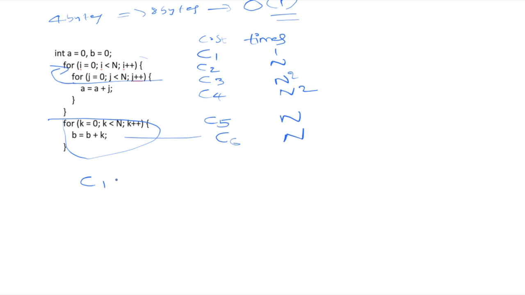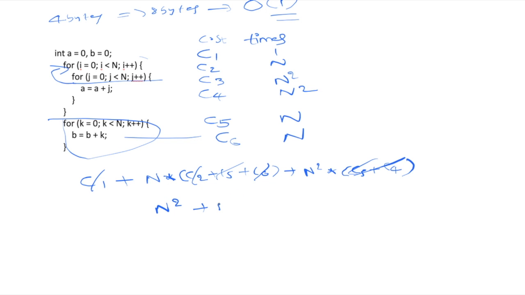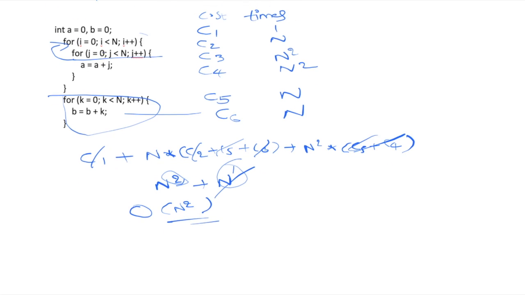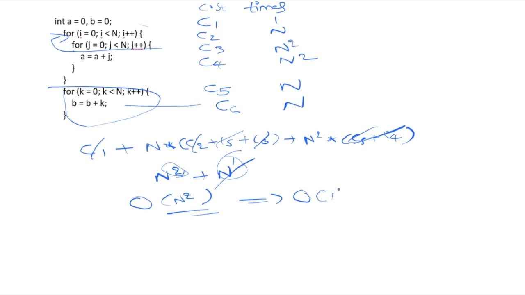Now, if we sum this, what we will get is C1 plus n into (C2 plus C5 plus C6) plus n square into (C3 plus C4). Now, we can ignore the constant terms. So now we end up with n square plus n. Also we need to ignore the lower order term. Here the highest order is 2, and this is 1, right? So we can ignore this. So this is big O of n square time complexity. Coming to space complexity, similar to the previous example, it is big O of 1 space complexity.